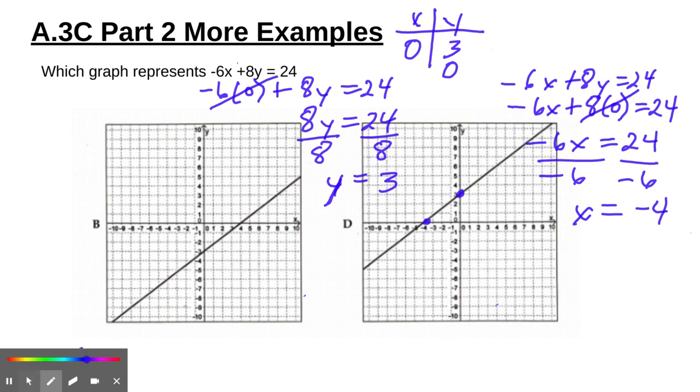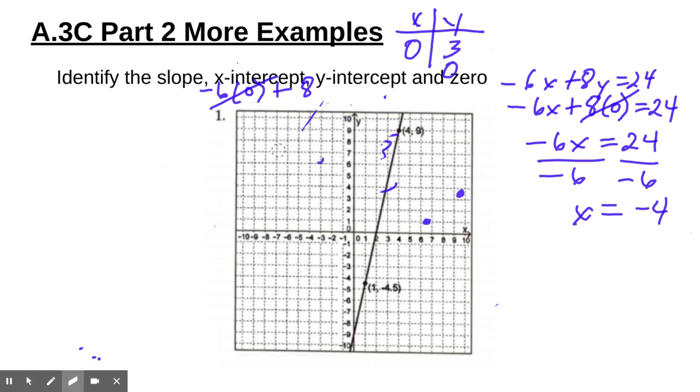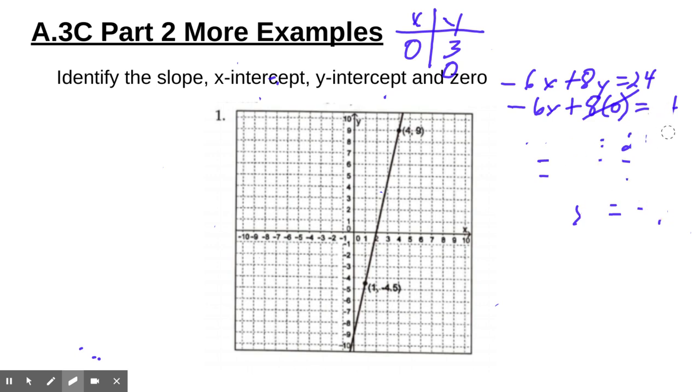Okay. And let's see, I think we have this one more, and we're almost finished. You guys are doing great. We just need to look at this graph and find the x and y intercept.